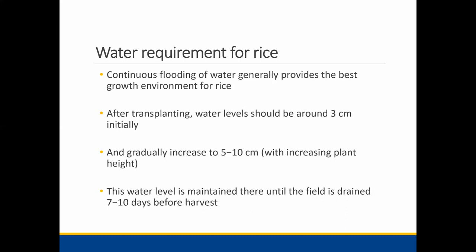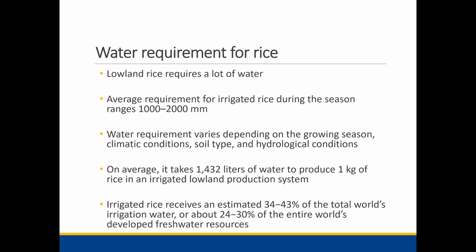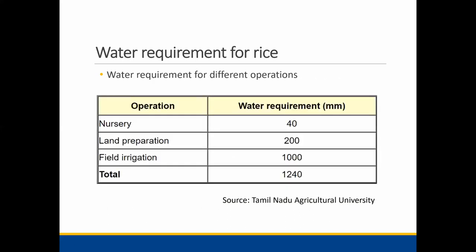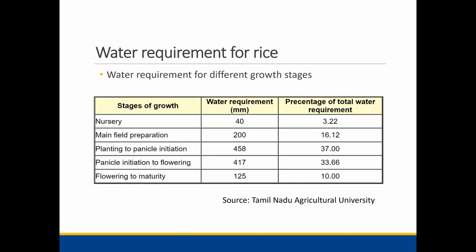And then we looked at some data: how much water is required to produce 1 kilogram of rice, and the contribution of fresh water to cultivating rice around the world. We also looked at the level of water we have to maintain in the field for rice cultivation generally. Of course, it varies, and there are some tables we were looking at, with requirements for different operations and different growth stages.